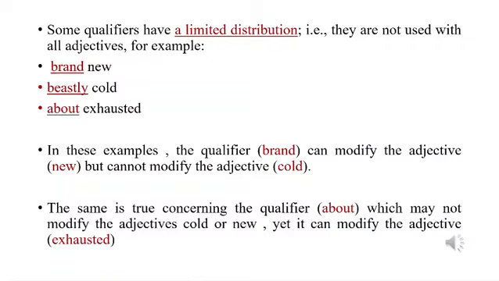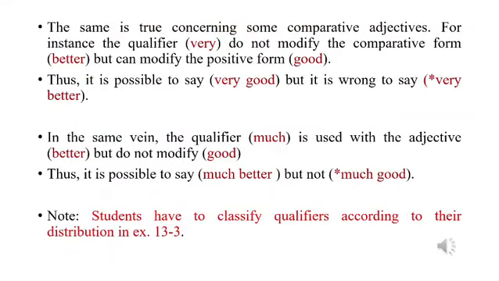Some qualifiers have a limited distribution, which means they are not used with all adjectives. Examples are brand new, beastly cold, about exhausted. In these examples, the qualifier brand can modify new, but cannot modify the adjective cold. The same is true about the qualifier about, which may not modify the adjective cold or new, yet it can modify the adjective exhausted.